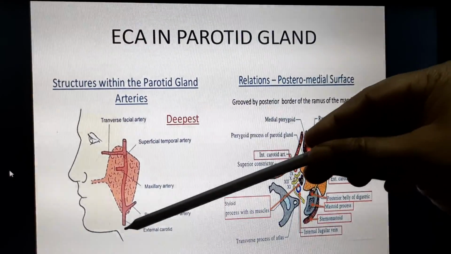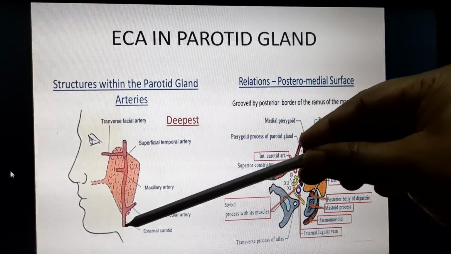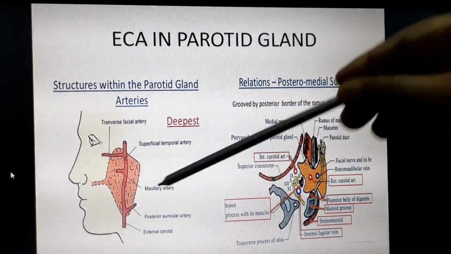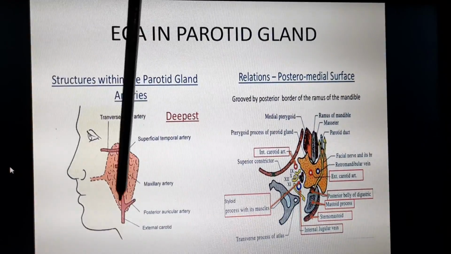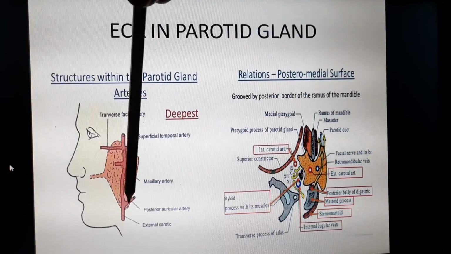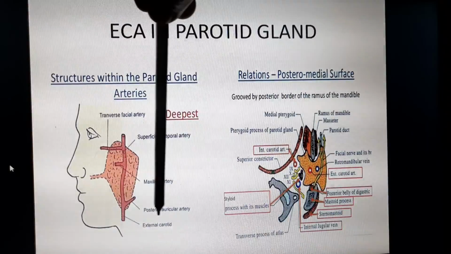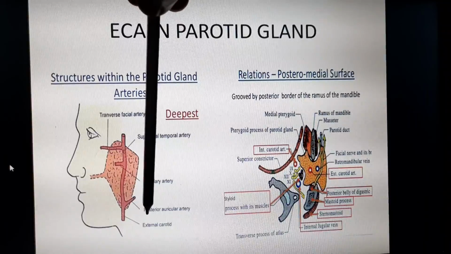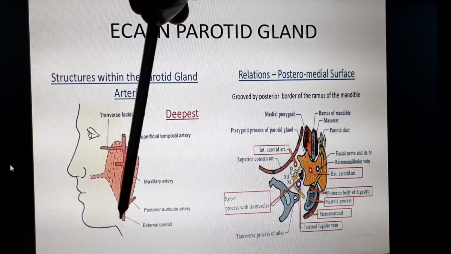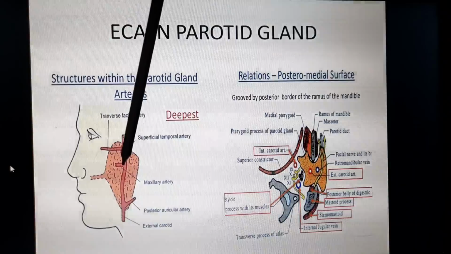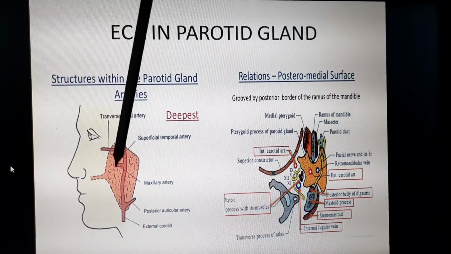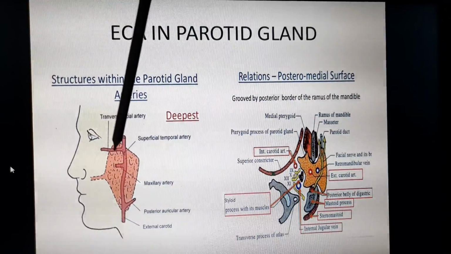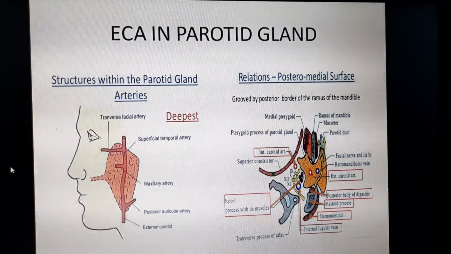So, external carotid artery, after crossing the digastric triangle, it runs upwards within the substance of the parotid gland, and here it gives the posterior auricular artery. So, posterior auricular artery we didn't read in the digastric triangle. It runs upward and it divides into two terminal branches, maxillary artery and superficial temporal artery. Transverse facial artery is the branch of the superficial temporal artery.